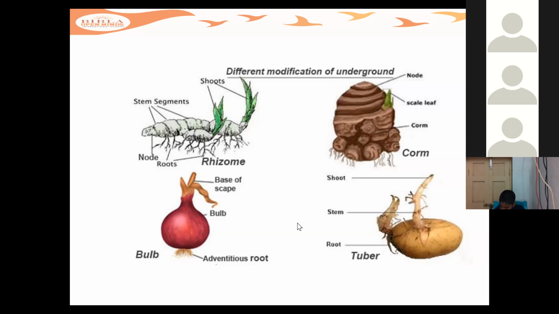Condensed underground stem. Internet connection. My meeting got cut. You can join again. Rejoin. Ma'am, can I start? Yes, you can. My internet connection got cut.